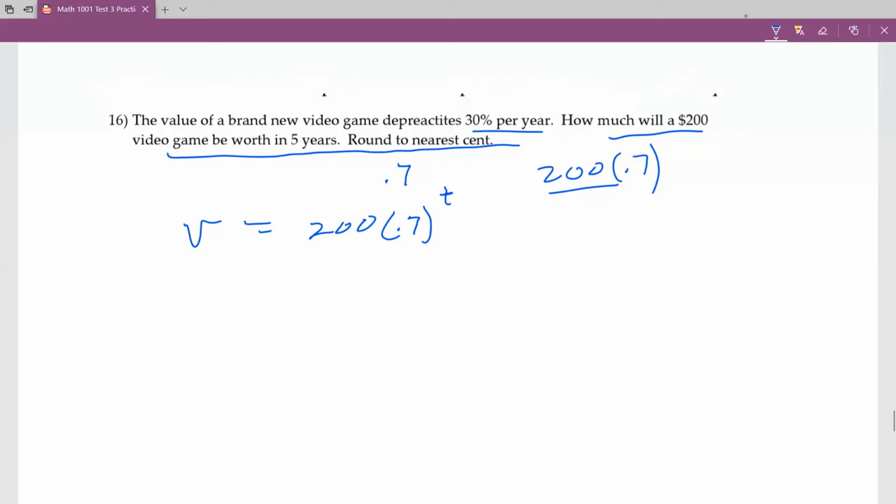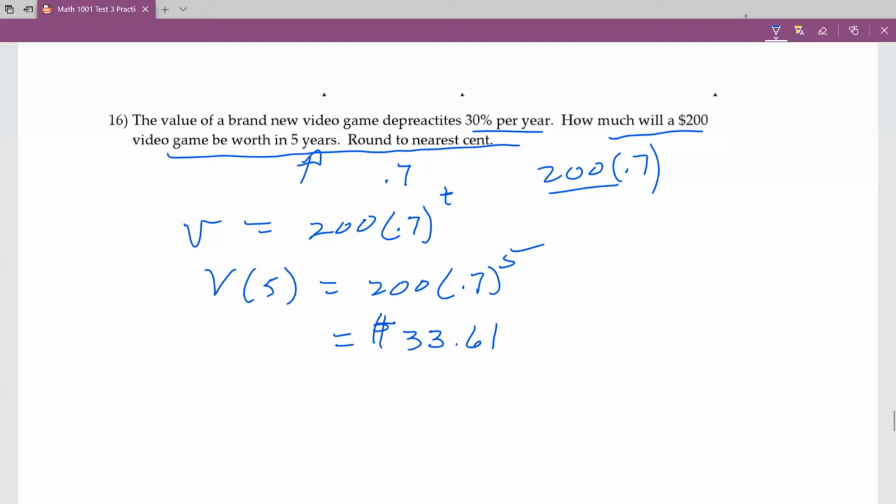So if you want to know the value in 5 years, it's going to be 200 times 0.7 to the 5th power. Put this in your calculator and you get $33.61 is how much the value of the video game is after 5 years. Just like, you know, values of computers go down, values of cars go down.